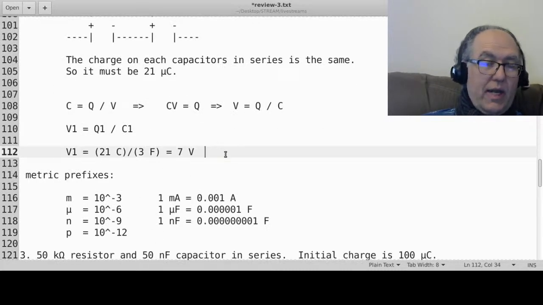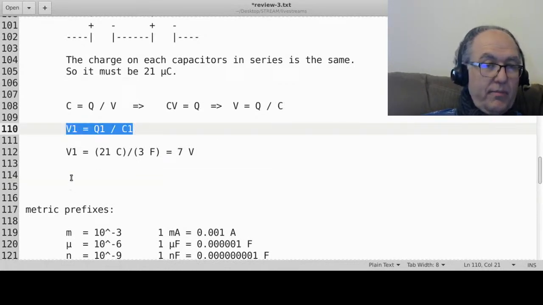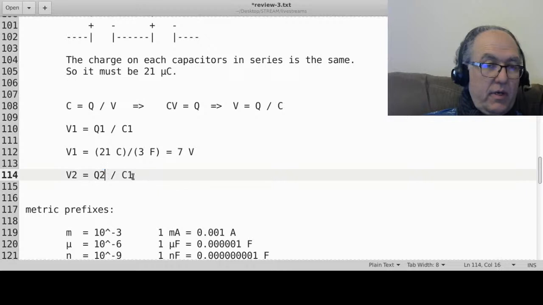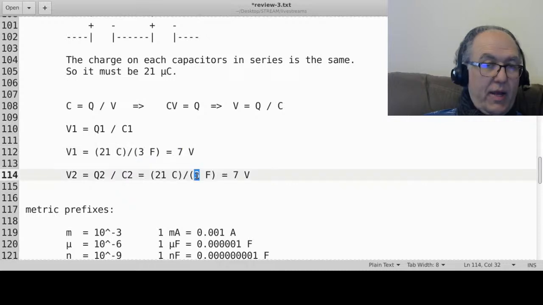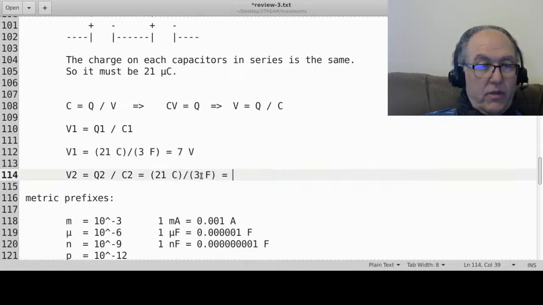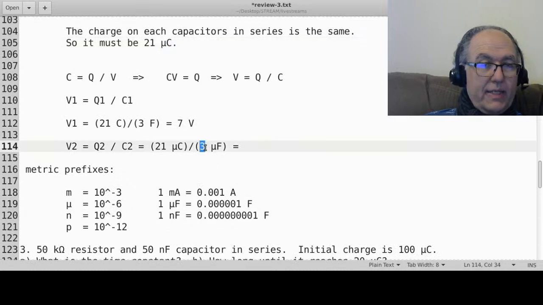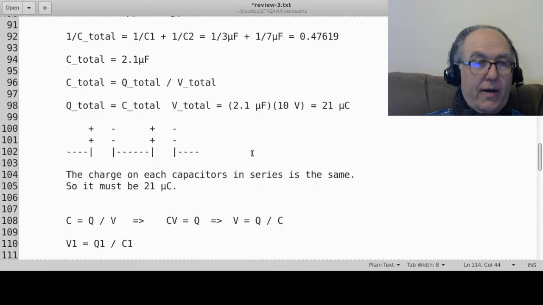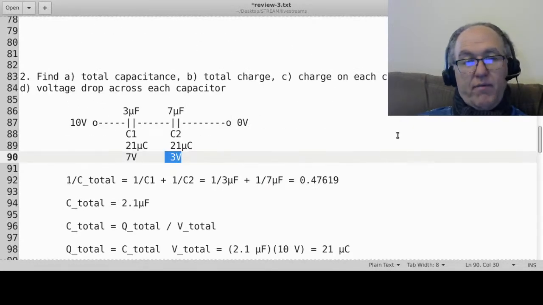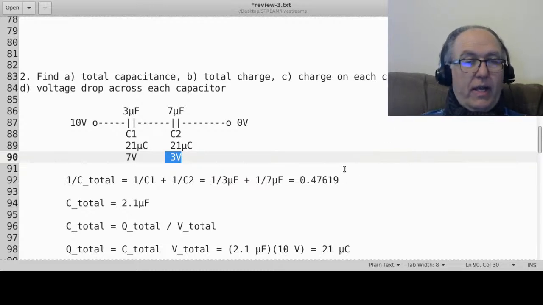So the next one's got to give you 3, and you take this formula, but now you apply it to C2. Better put the micro back in there. We need a micro there and a micro there, and C2 is 7 microfarads. So we have 21 microcoulombs divided by 7 microfarads. 21 divided by 7 is 3, and it's going to give you volts. And so as we expected, the voltage drop across the 7 microfarad is going to be 3 volts. Well, there you go.